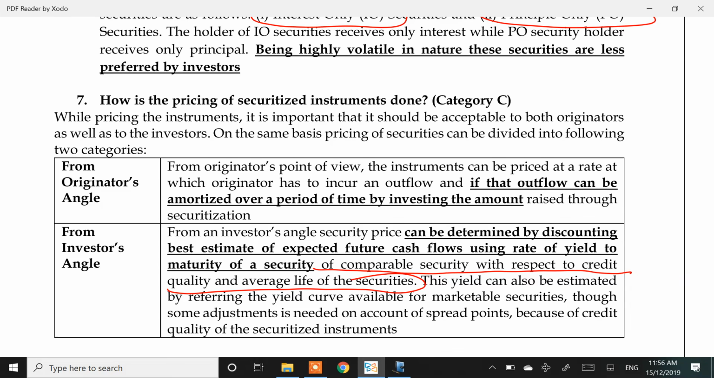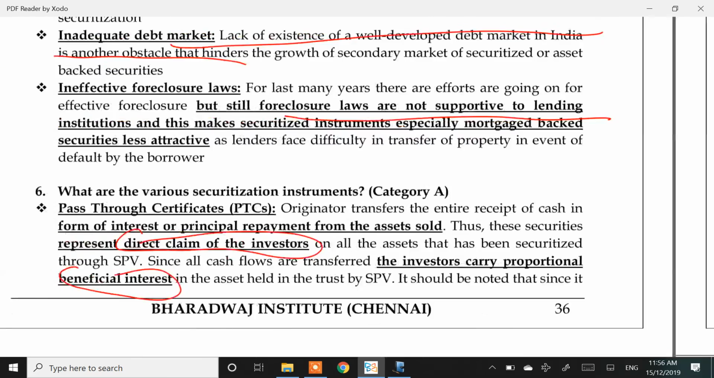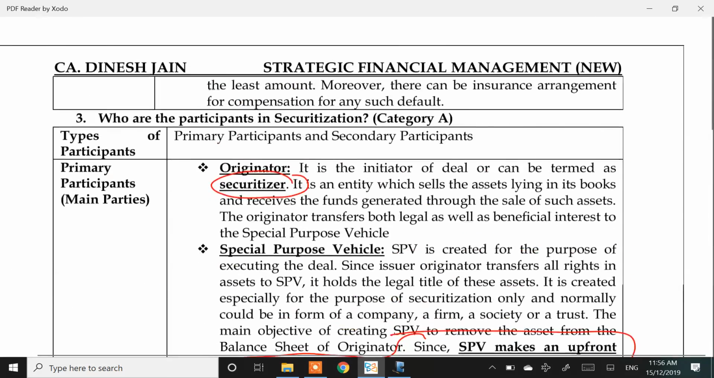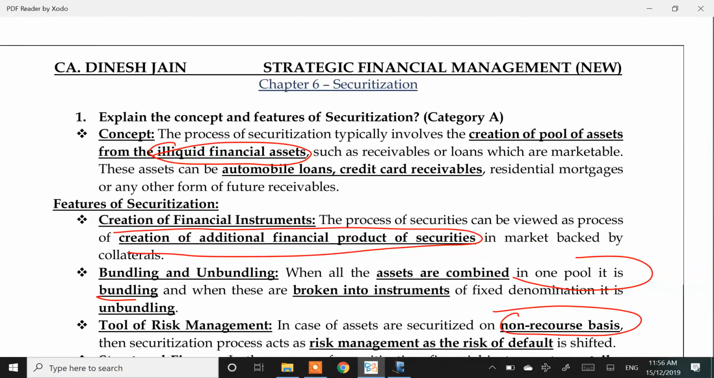From an investor's point of view, he would like to determine the discounted best estimate of the future cash flow using the yield of a comparable security. You go through a comparable security route. So securitization is a very simple concept. There's a person called an originator. He will transfer these housing loans, education loans or personal loans to a party called an SPV.